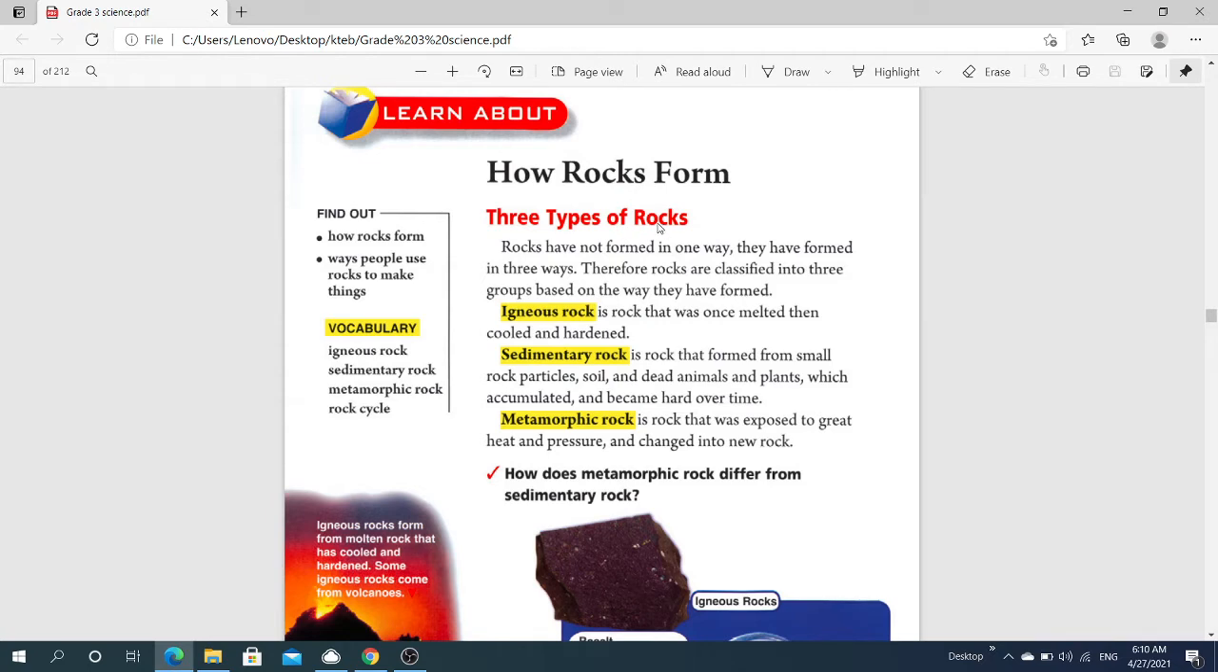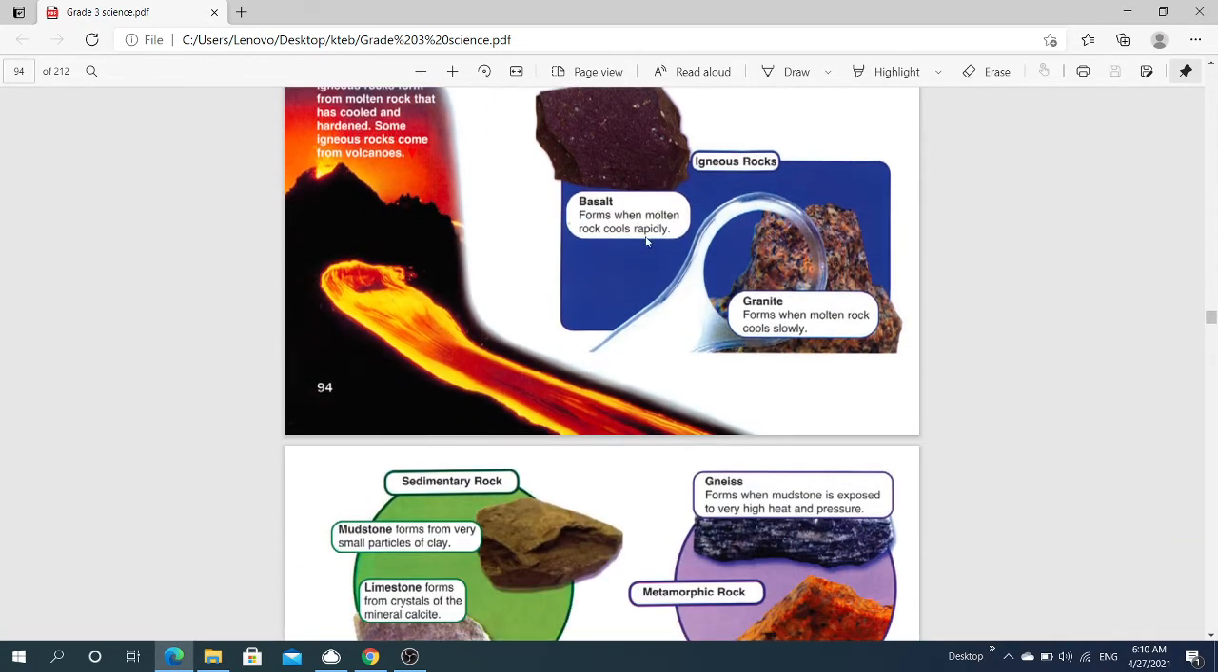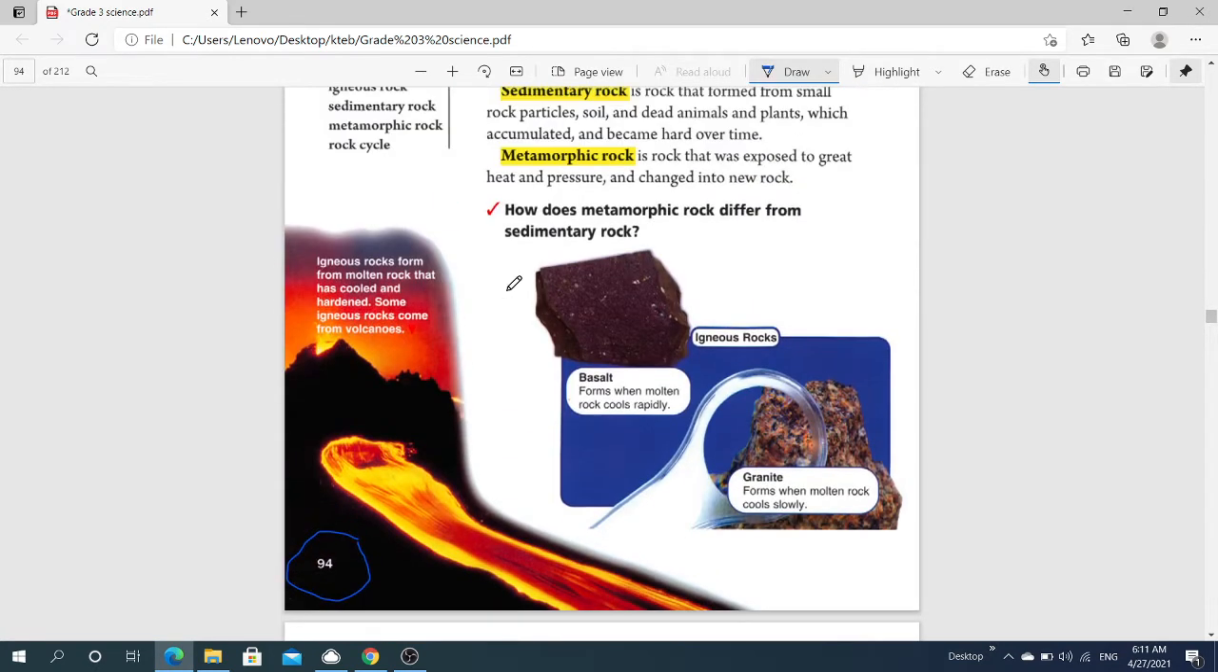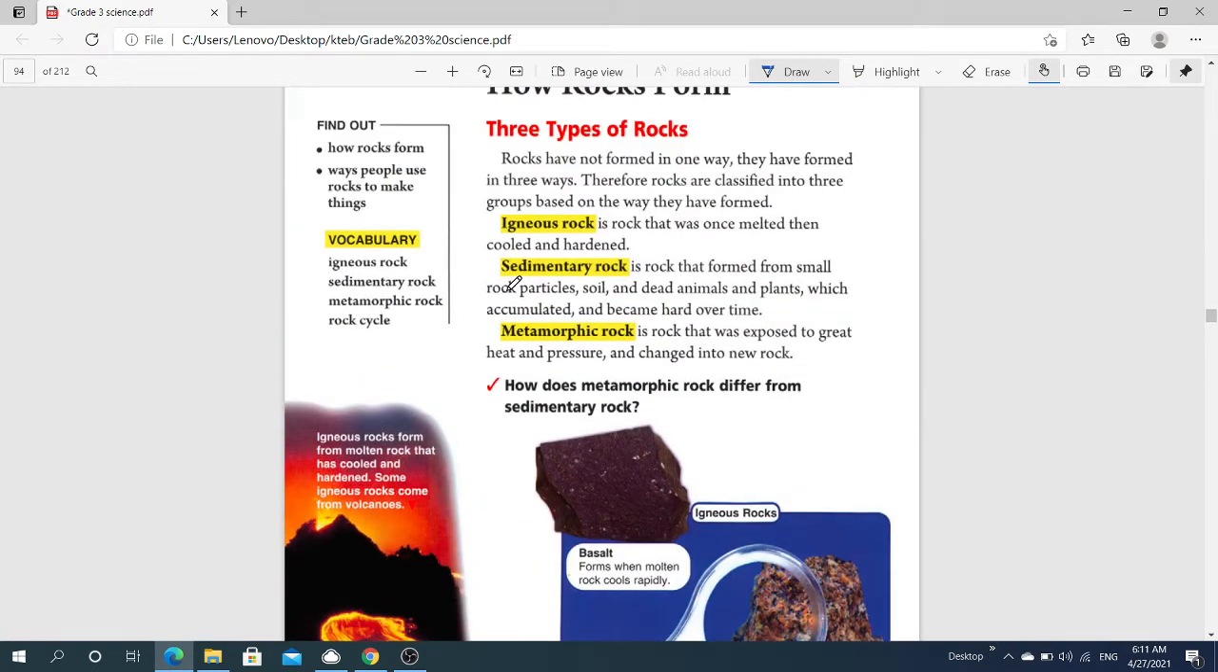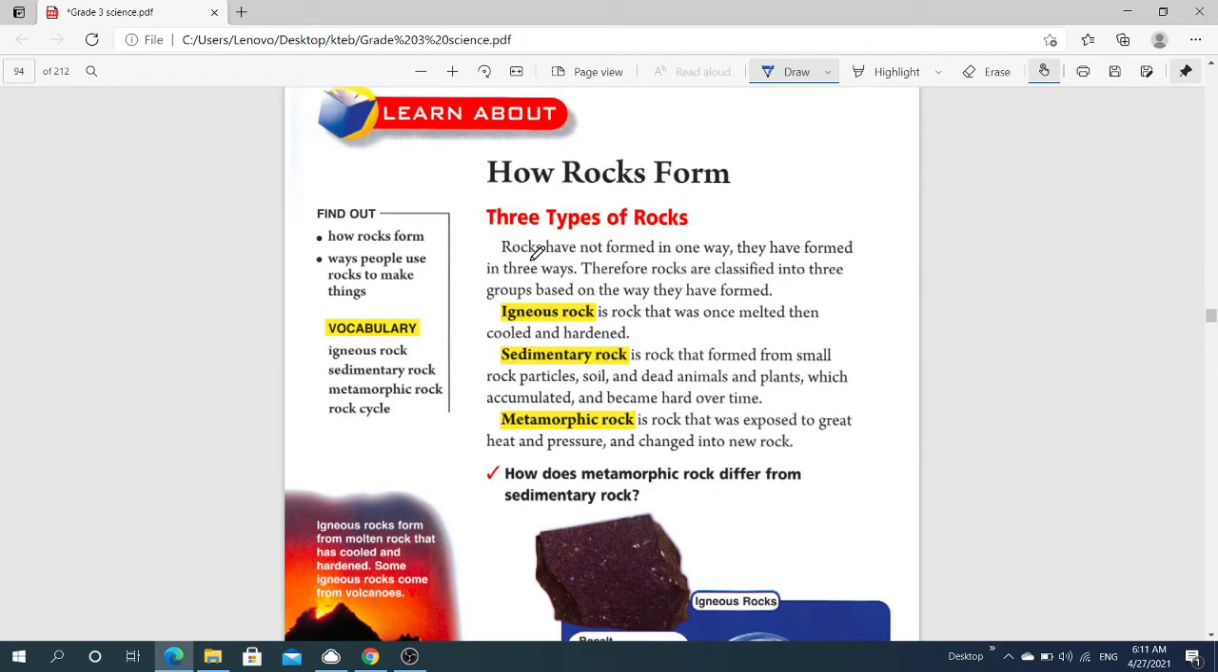All of you, bring your book in front of you, page number 94. Bring your book and pencil to write down the important pointers in your notebook and underline the definition in your notebook. Are you ready? How rocks form? Three types of rocks we have.